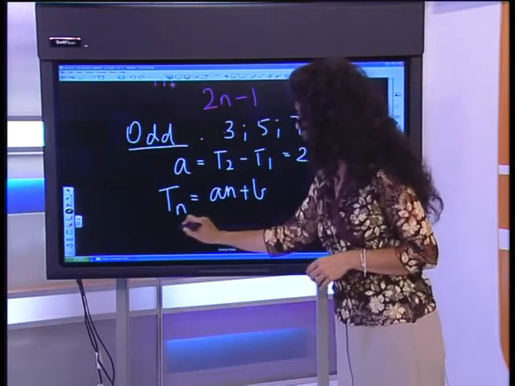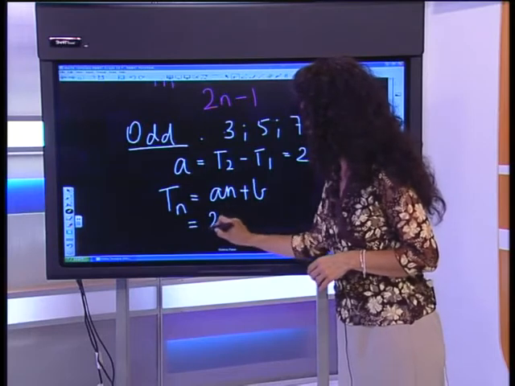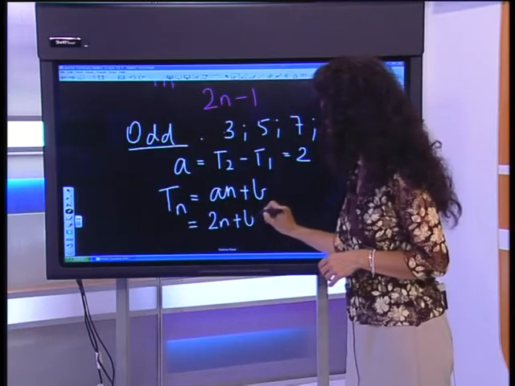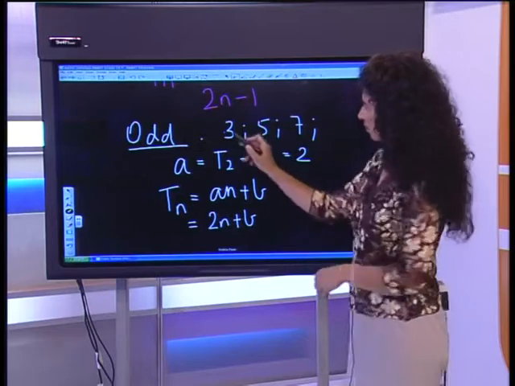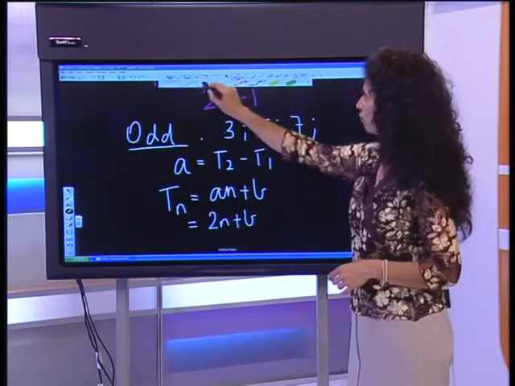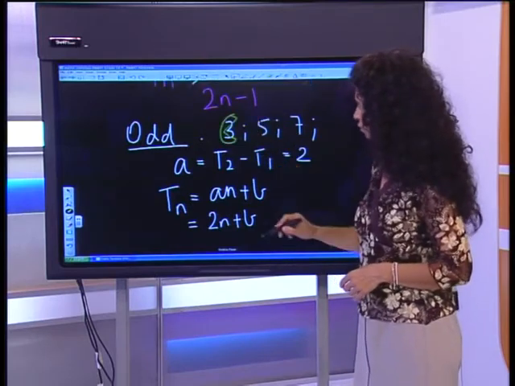And for our odd numbers, it's going to be 2n plus b. How do we find b? We take and we substitute in that first value, that first term.